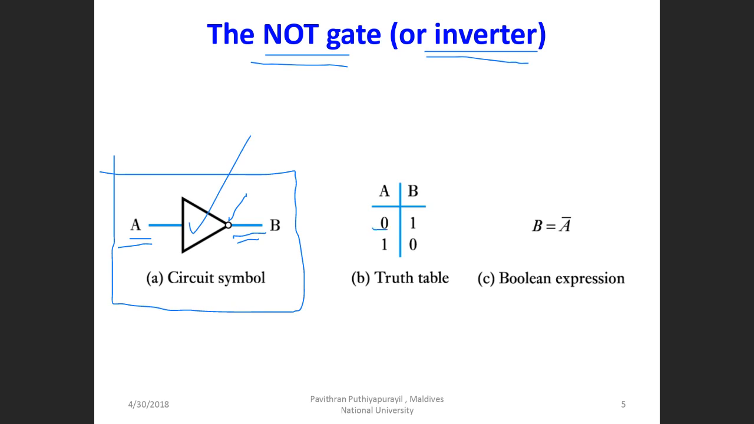And I already told you people, if input is 0, you will get 1. If input is 1, you will get 0. So this is the expression B equal to A inverse. यहाँ पे inverse मतलब आपका NOT gate, inverse or NOT gate. ठीक है?